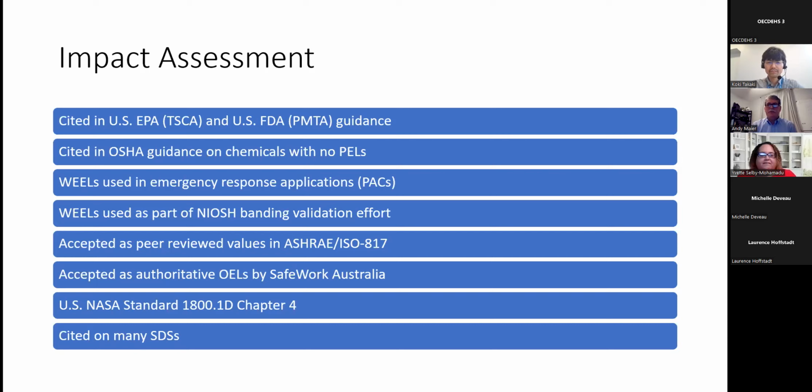OSHA has guidance on chemicals with no PELs, and in their guidance, again, they refer to other consensus and authoritative standards that might be useful for users of worker health protection standards, and the WHEELs are noted in that context. WHEELs have been used as a source of information for advancing the science of setting benchmarks for data for chemicals, like the NIOSH banding validation efforts. And importantly, the WHEELs are recognized as a source of OELs for replacement refrigerants by ASHRAE and the ISO 817 standards and other countries, as well as being cited on many SDSs. So the WHEELs are used by a lot of different parties as a source of guidance, particularly where guidance is lacking from other bodies.